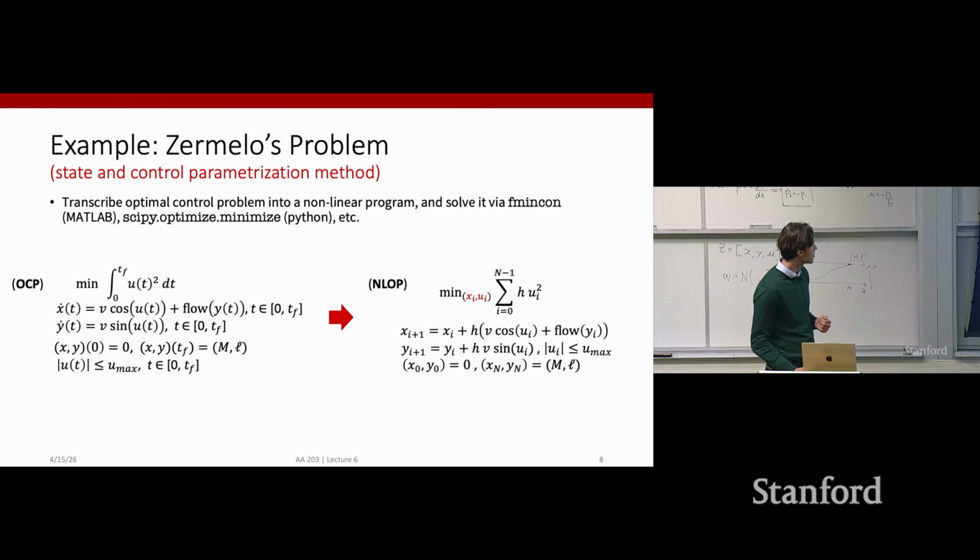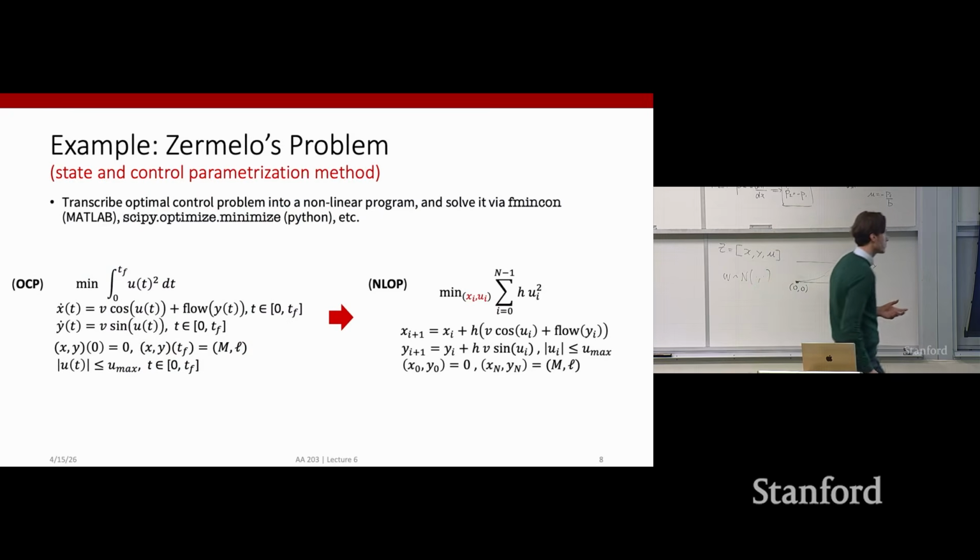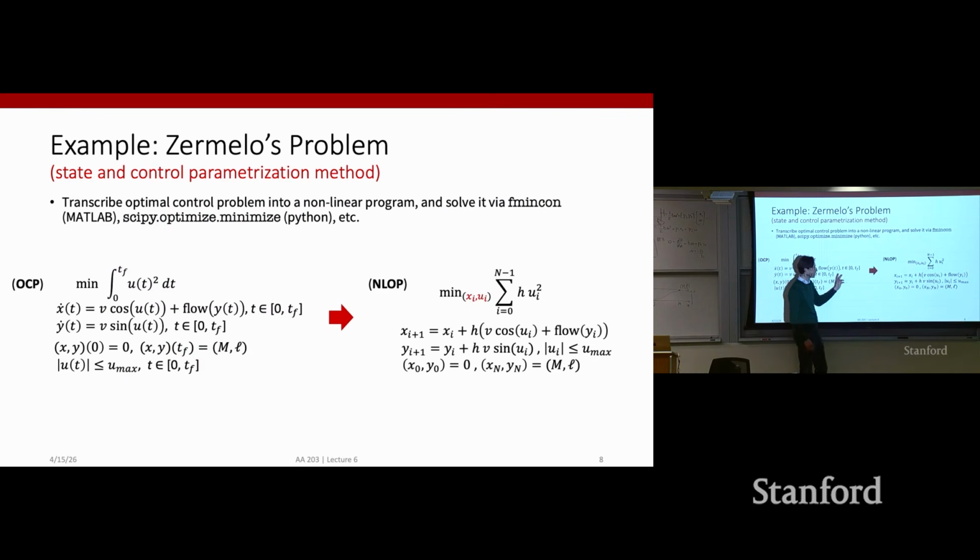Okay, and so yes, this is basically the transcription for this example Zermelo problem, where we essentially discretized time. This led to discretized dynamics, where we're multiplying the original dynamics with respect to our time discretization h, and the integrals become sums.